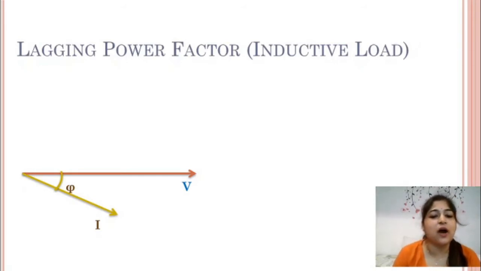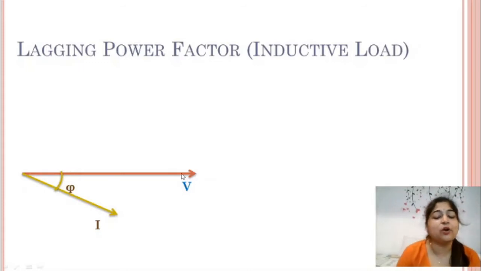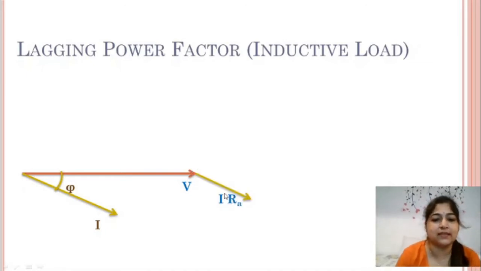Now next is to draw IARA. Where should I draw IARA? IARA should start from V because we are going to add IARA to V. But because this is the current flowing through resistance, it should be in phase with IA. So I'll draw IARA exactly parallel with I, and it will start from V like this.